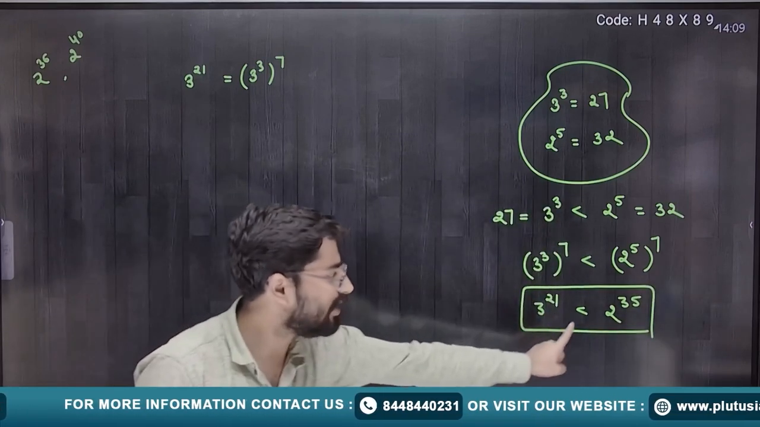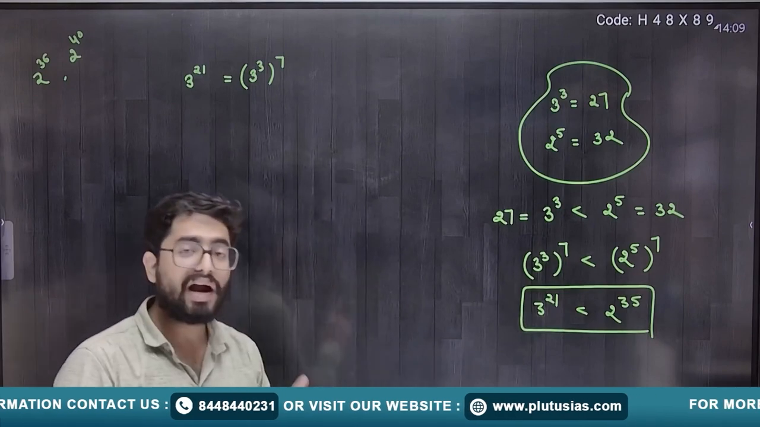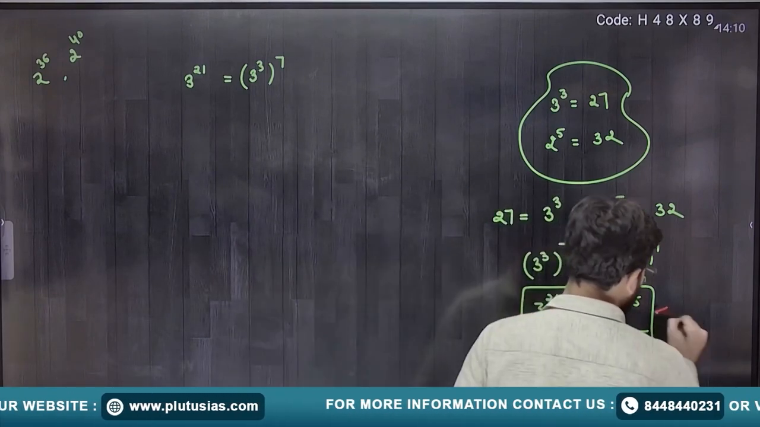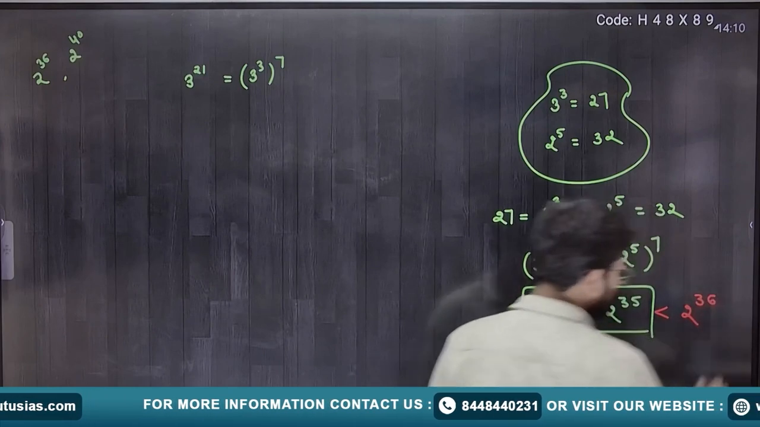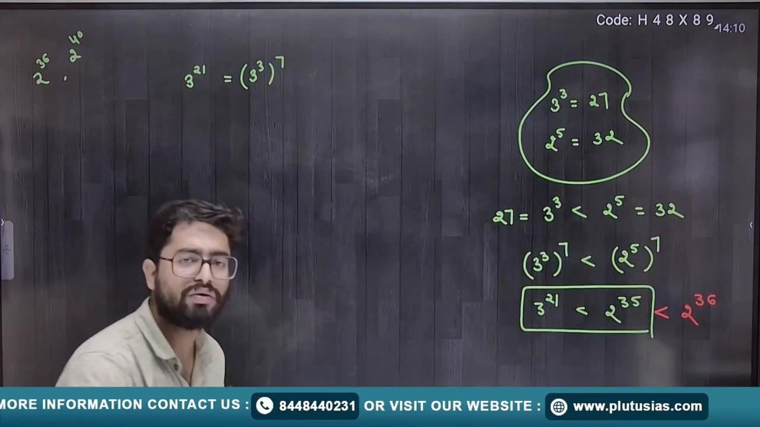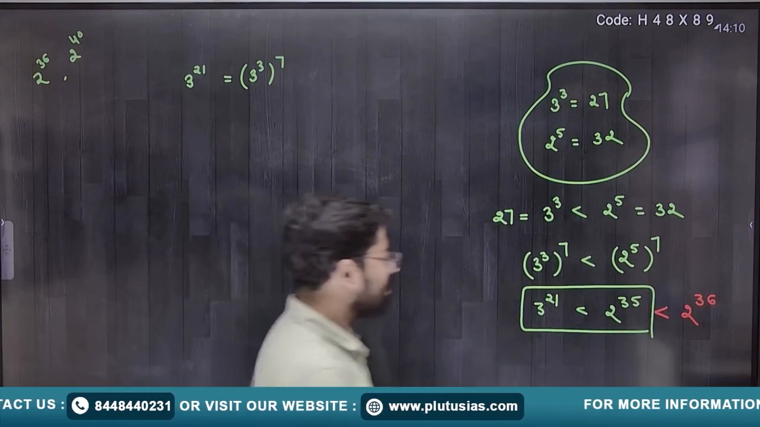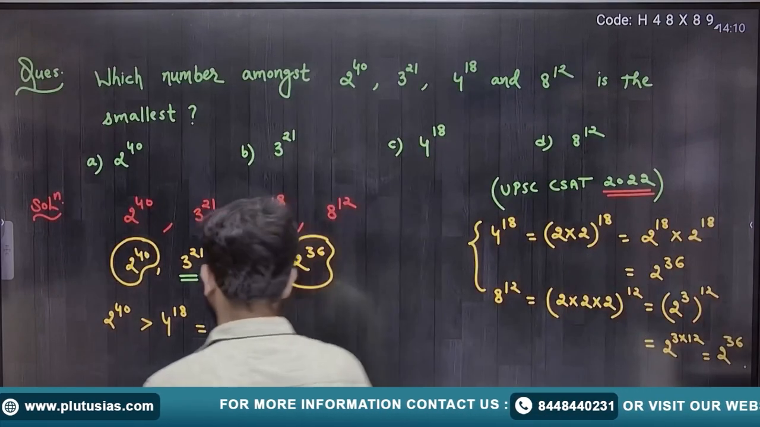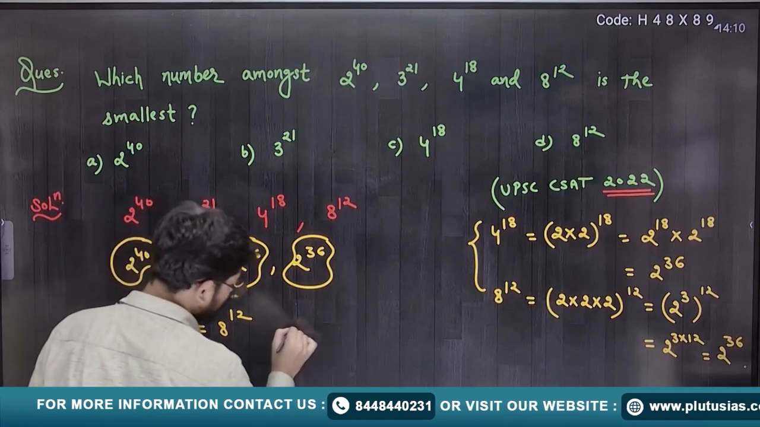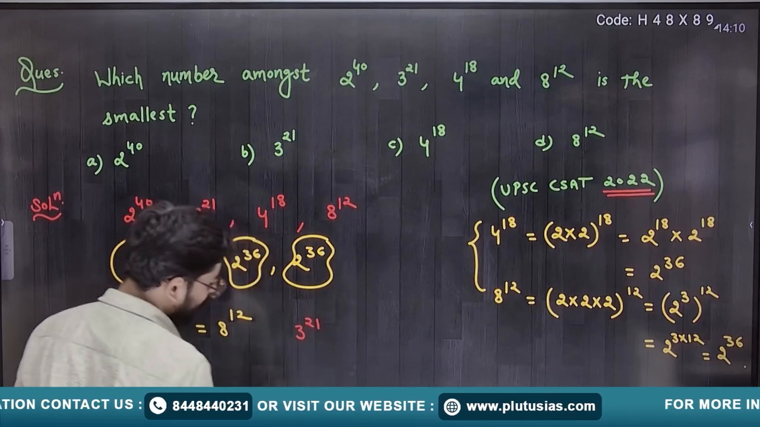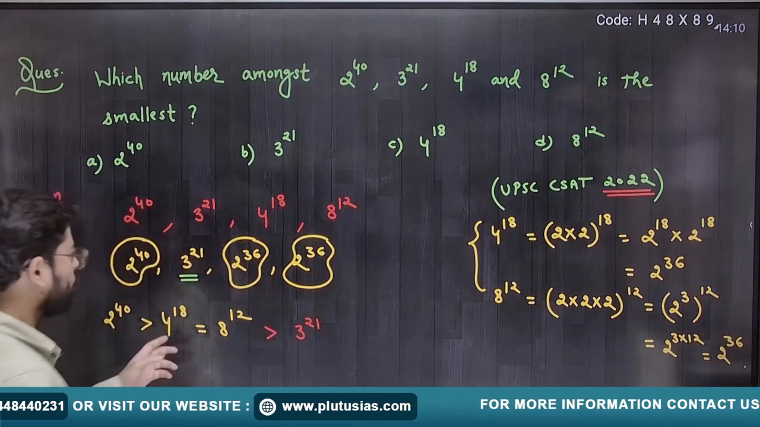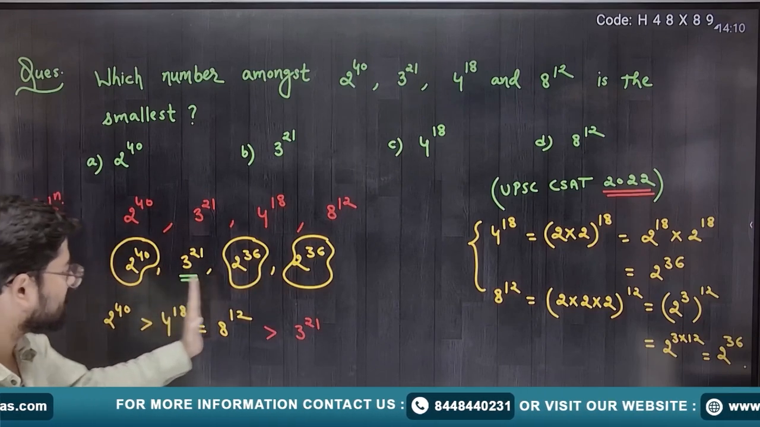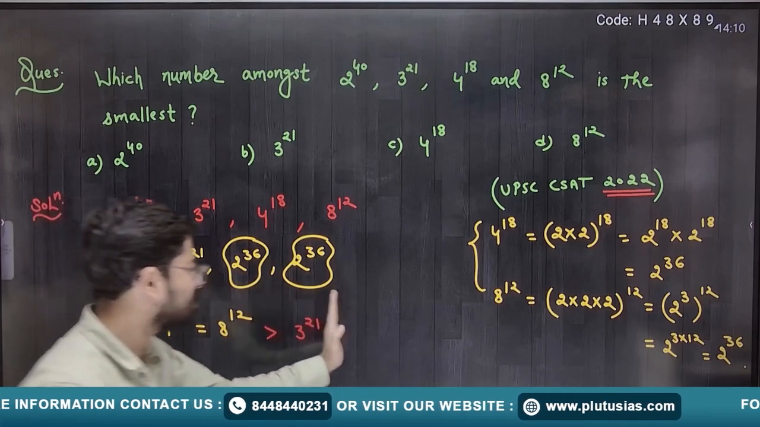3 power 21 is less than 2 power 35. And we know 2 power 35 is less than 2 power 36, because you are multiplying one more 2. So you can say 3 power 21 is less than 2 power 36, meaning these two numbers. So this is the bigger one, these are equal, and this is the smallest one.